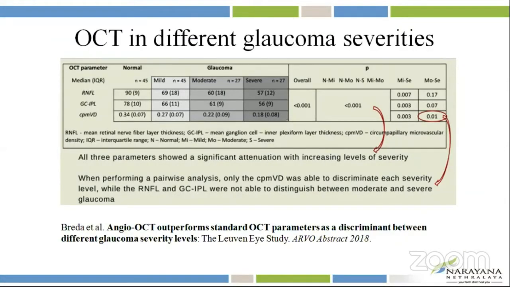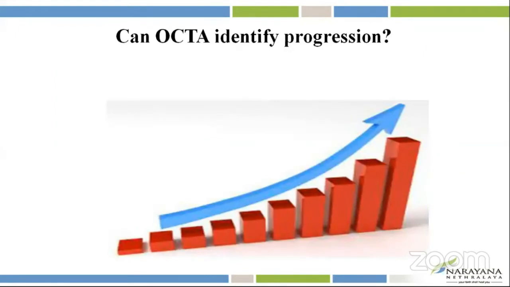Breda et al. studied the OCT measurements in different glaucoma severities. They studied the OCT RNFL, OCT GCIPL, and the vessel density by OCTA. All three parameters showed a significant attenuation with increasing levels of severity. But when they performed a pairwise analysis, only the vessel density was able to discriminate between each severity level, while the RNFL and the GCIPL were not able to differentiate between moderate and severe glaucoma.